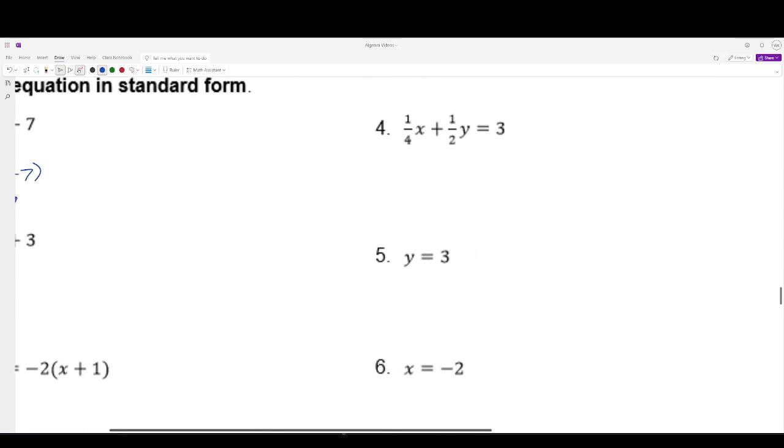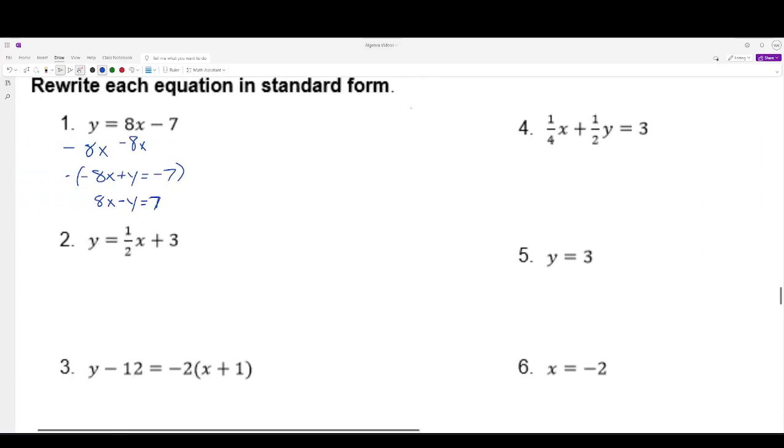I'm going to go to the side. I don't know why. I'm going to go to number 4 because that feels like it should be number 2. So this one has fractions, and it's already almost in standard form. We have the x and the y together. The 3's over here. The leading coefficient is positive.